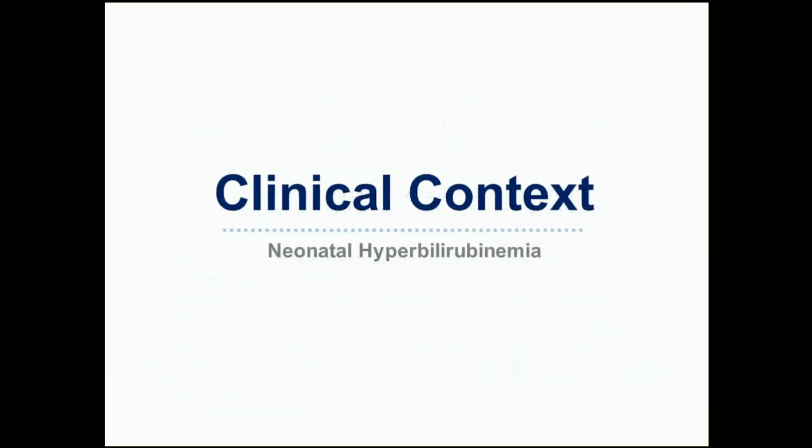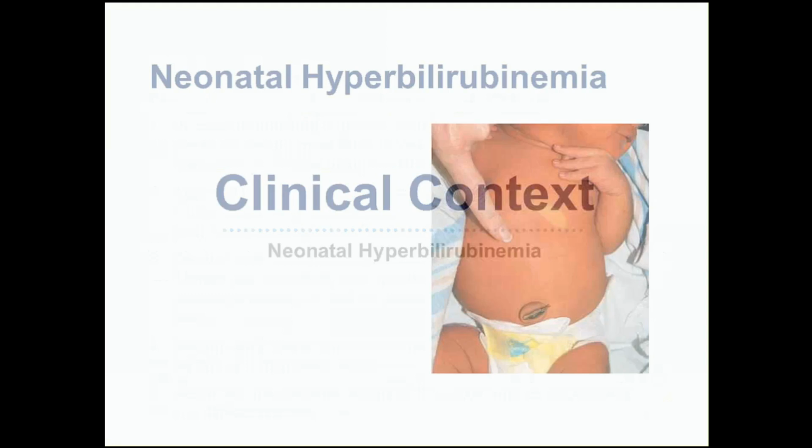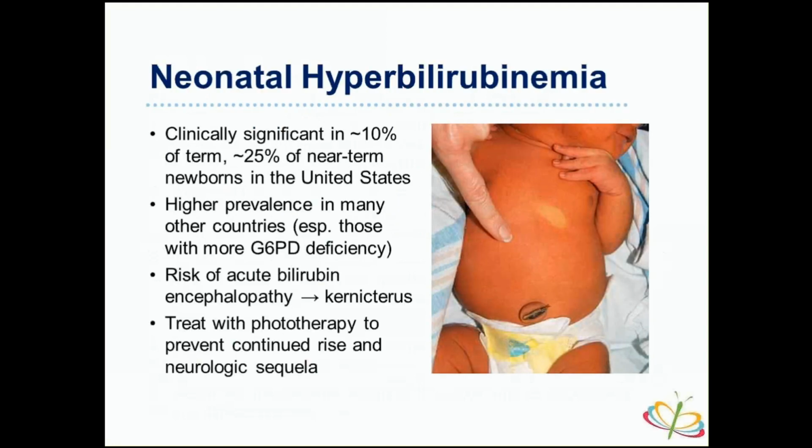So the first thing that we're going to talk about is the clinical context here, and that being neonatal hyperbilirubinemia. As many of you already know, it's a very common thing that we see in newborns. It's considered to be clinically significant, meaning greater than 17 milligrams per deciliter, in approximately 10% of term newborns and about 25% of near-term newborns in the United States. That prevalence is actually quite higher in many other countries, especially those that have a higher rate of G6PD deficiency.